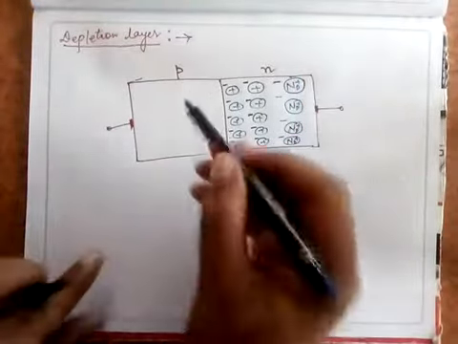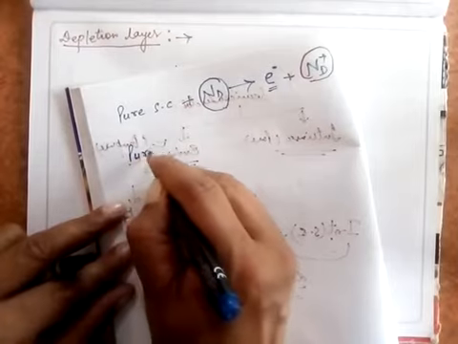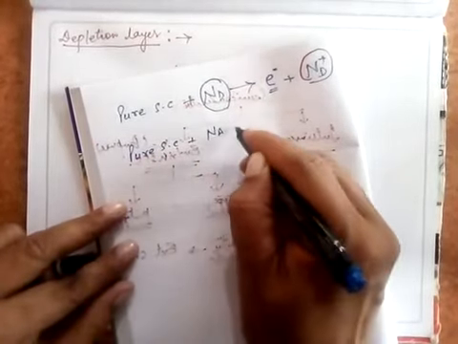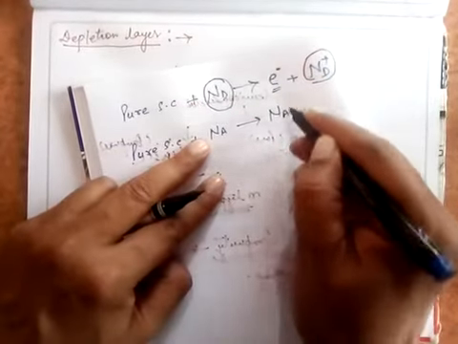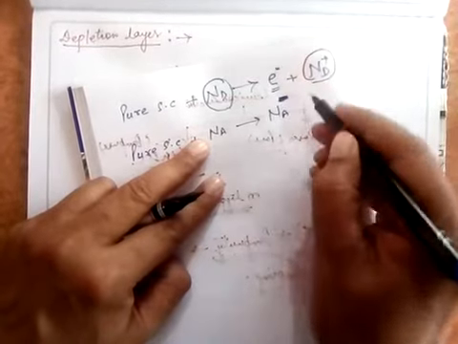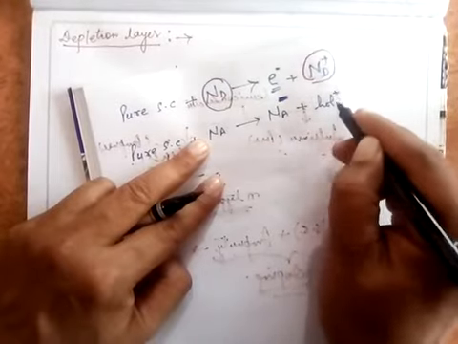Now let's talk about the acceptor, this P side. How is P type made? You have a pure semiconductor, it is doped with an acceptor impurity, it accepts an electron and becomes Na negative, with the release of a positive hole.